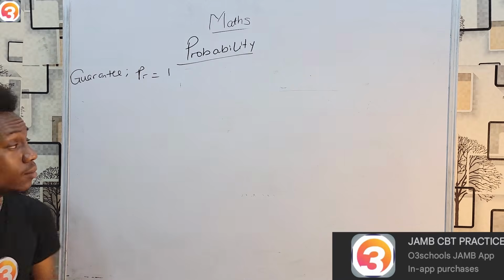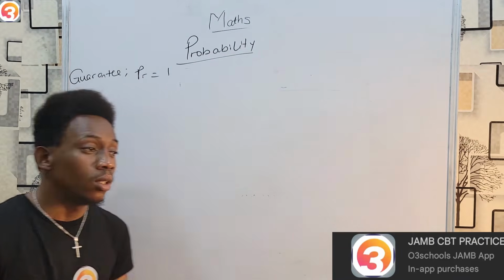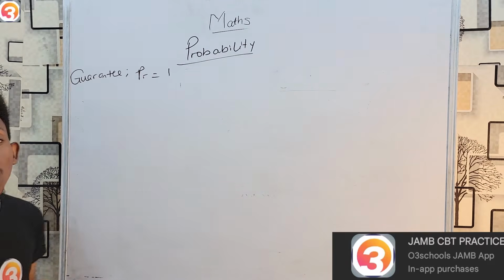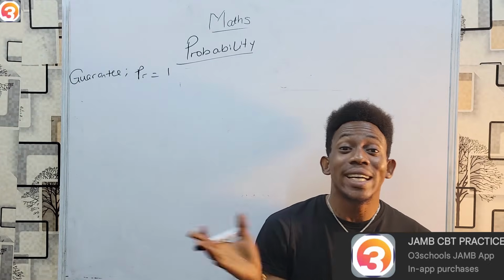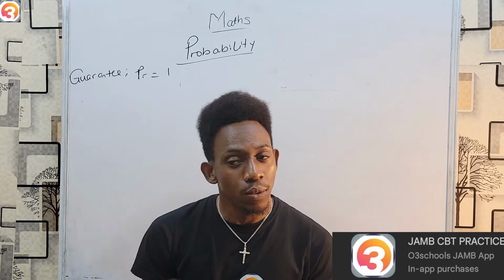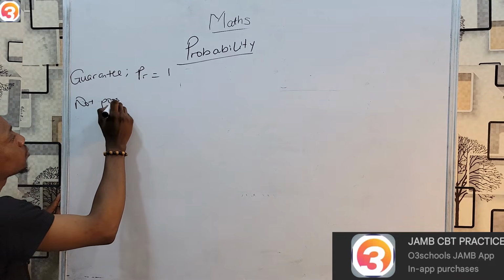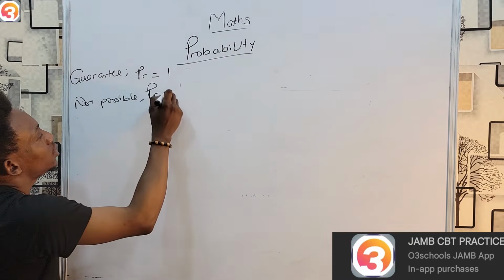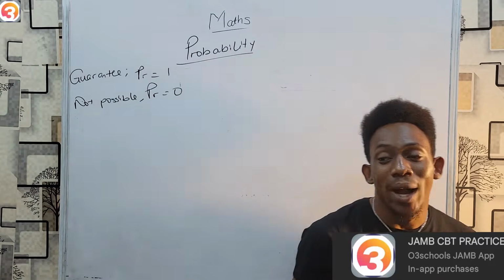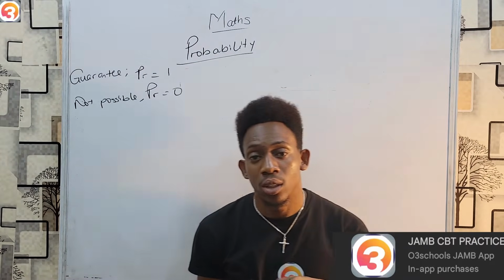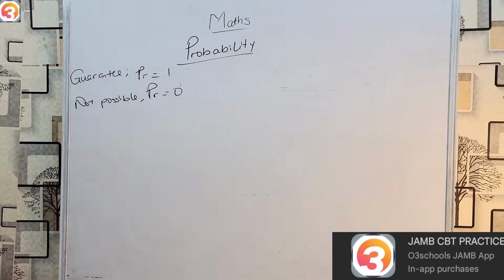It's a guarantee. But for something that cannot possibly happen, probability, say for example, of you suddenly flying is 0. Probability of you suddenly turning into grass is 0. It's not possible. So for things like that that cannot happen, in that case, the probability is 0. So the closer the probability is to 1, the more likely it is to happen. The closer it is to 0, the more likely it is to not happen.